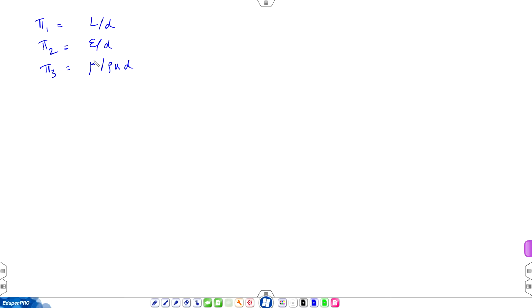So, if pi 3 is a dimensionless quantity, 1 over pi 3 is also dimensionless. So, we may as well choose to work with rho u d over mu. And pi 4 is delta p over rho u square. So, complete the calculations, leaving it to you.